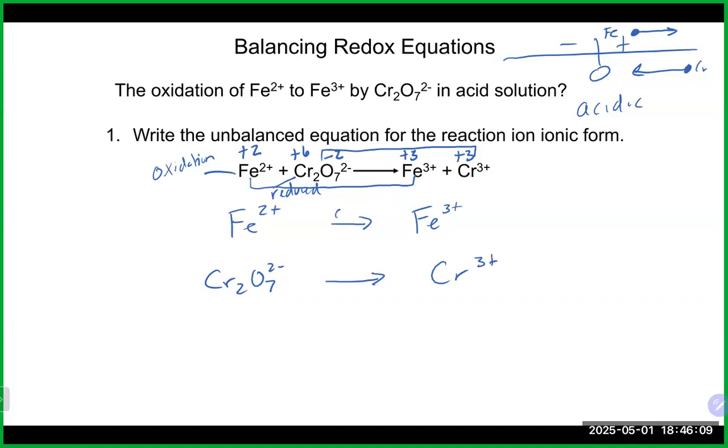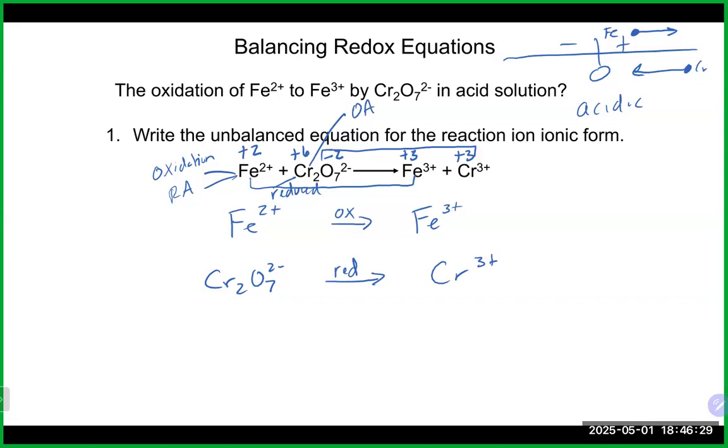So this right here is our oxidation half reaction. This is our reduction half reaction. By the way, my reducing agent would be what thing here? Yeah, the iron is my reducing agent. The dichromate or the chromium is my oxidizing agent in this particular case.